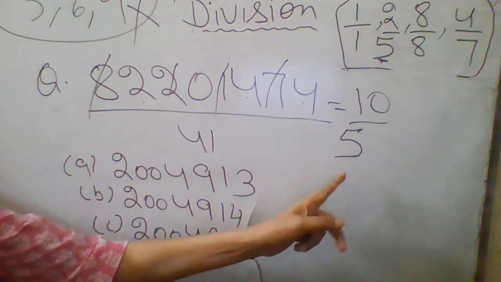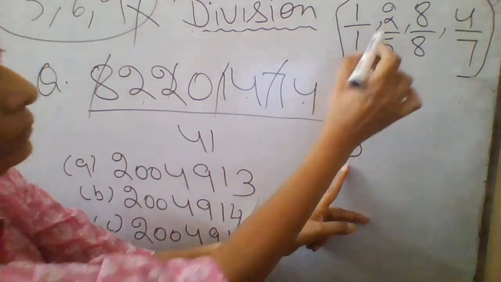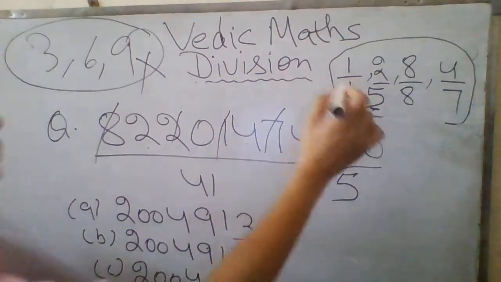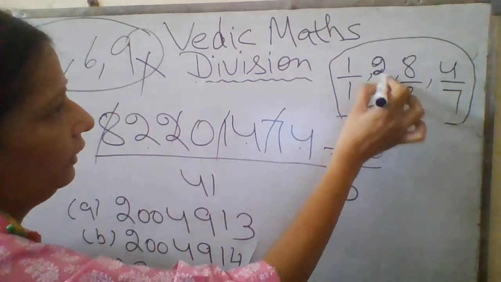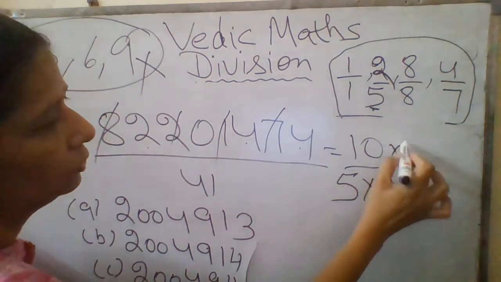I told you, you have to convert this 5 into 1. In this chart I have told you that you have to multiply this 5 with 2 here, and here also 2.